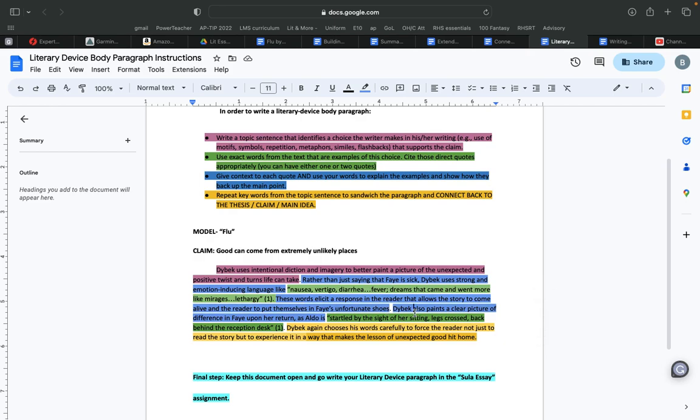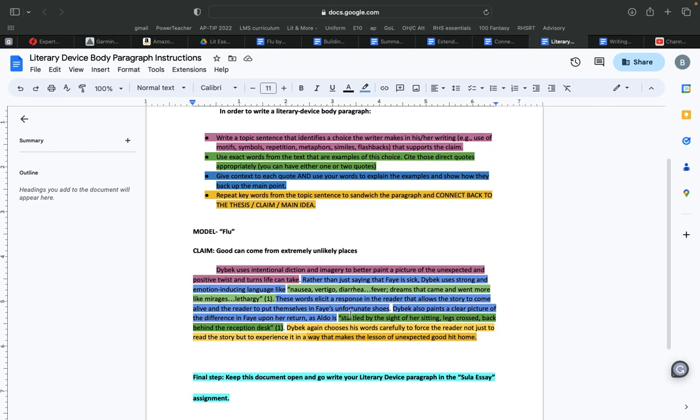Now I'm going to give some more context for my second quote. You don't necessarily have to have a second quote, but because I had two kind of weak examples, if I were you, I would maybe try to have a couple examples about one thing. I had weak examples, so I used two examples of literary devices. Dybeck also paints a clear picture of the difference in Faye upon her return, as Aldo is, so here's my context. She is coming back to work. Again, not a lot of context. I don't need a lot because this is my third paragraph, maybe, or whatever order you want to go in.